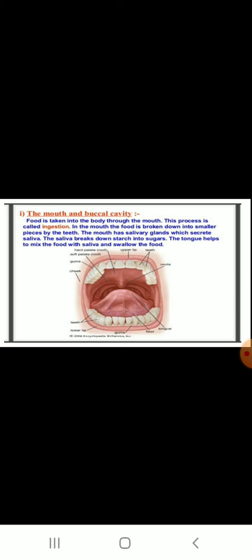We usually say that the process of digestion begins in the mouth because the digestion of starch, the digestion of carbohydrate, starts in the mouth itself. The tongue helps to mix the food with the saliva and swallow the food. The tongue is very important, saliva is also very important, and at the same time, teeth are also important.